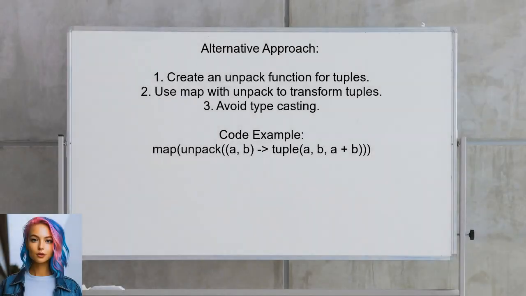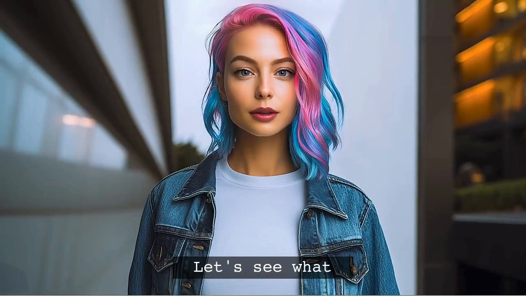An alternative approach suggested by another user involves creating an unpack function to handle tuple unpacking. Instead of using typecasting, this method allows you to unpack tuples directly within the map function. For example, you can use map with unpack to transform a tuple into another tuple without the need for casting. That's all for that response. Let's see what someone else had to say.